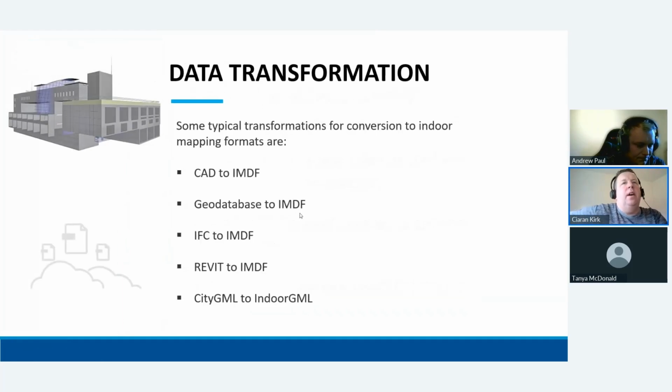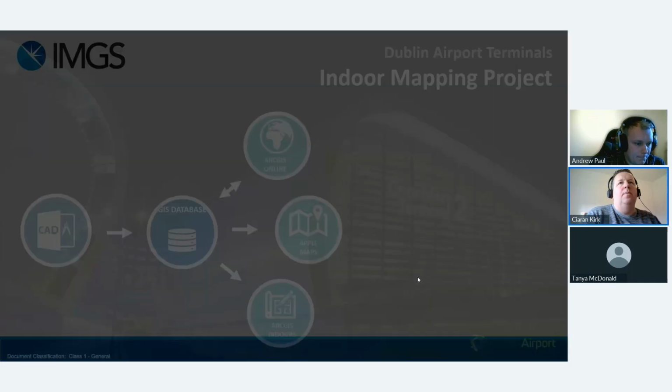We can do CAD to IMDF, which is the indoor mapping format. We can take it from geodatabase, from IFC, from the BIM formats and Revit, and also from CityGML to IndoorGML. So anybody who's looking at indoor mapping, 3D buildings, whatever it is you want to do with them, again, we can handle that inside FME.